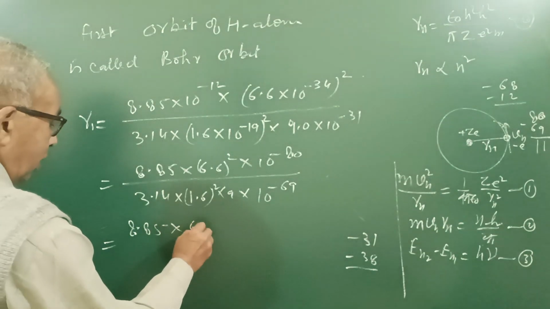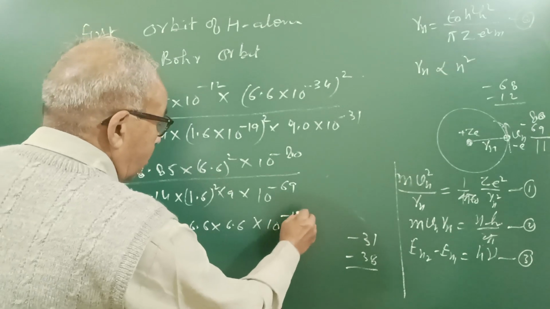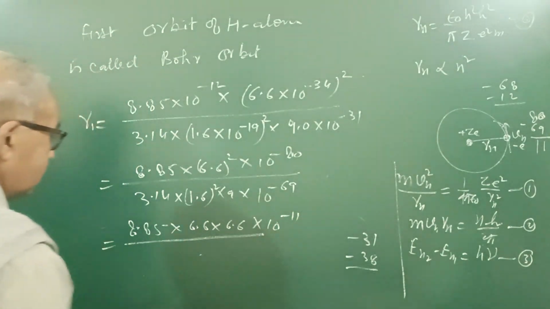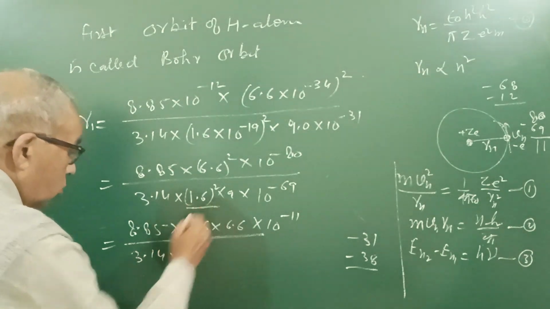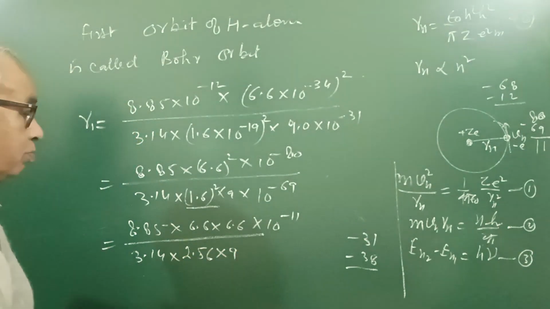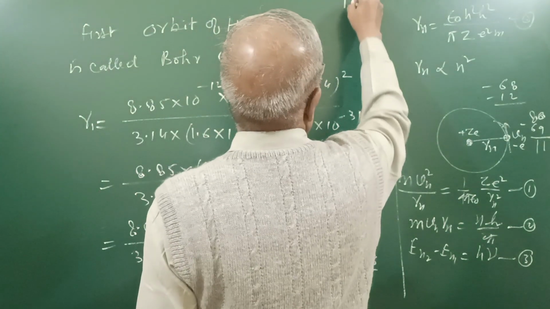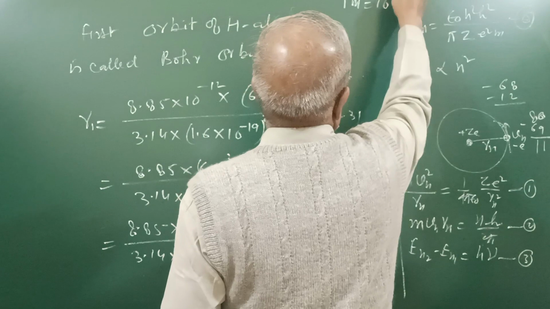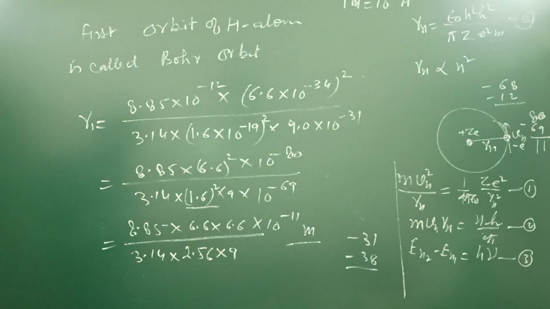8.85 into 6.6 into 6.6 into 10 to the power minus 11 upon 3.14 into this square 2.56 into 9 meter. The value will be in meter. If you convert this into angstrom, you know 1 meter is 10 to the power 10 angstrom. Angstrom is also a unit of length.